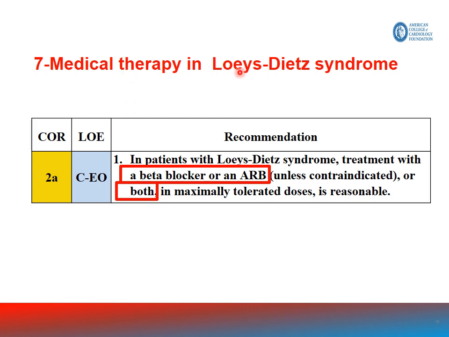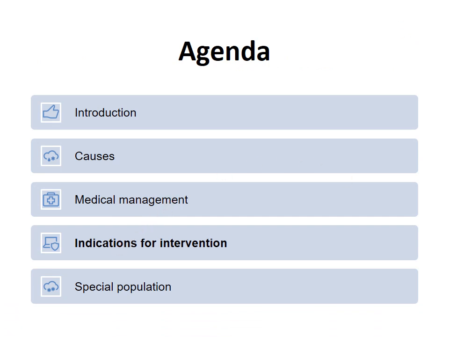Then, medical therapy in Loeys-Dietz syndrome. In patients with Loeys-Dietz syndrome, treatment with beta blocker or an ARB or both in maximally tolerated doses is reasonable. Now let's move to the indications for intervention.